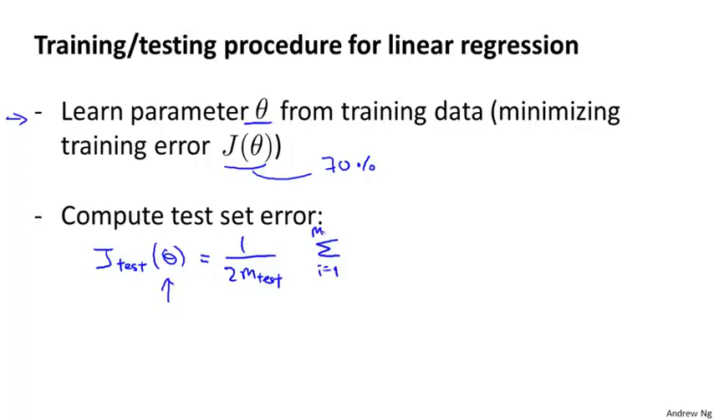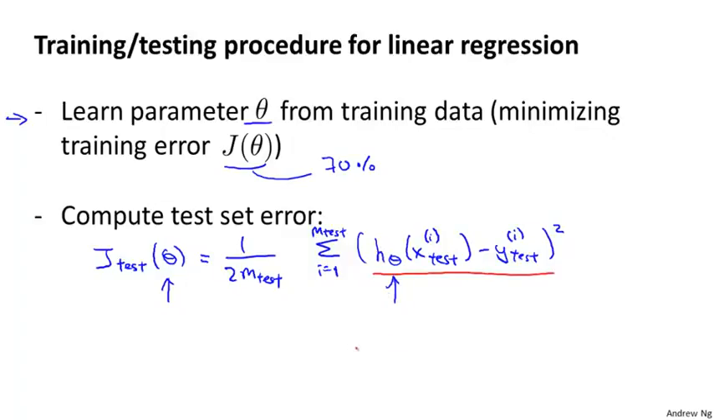So this is basically the average squared error as measured on your test set. It's pretty much what you'd expect. So run every test example through your hypothesis with parameter theta and just measure the squared error that your hypothesis has on your m subscript test examples. And of course, this is the definition of the test set error if we are using linear regression and using this squared error metric. How about if we were doing a classification problem and, say, using logistic regression instead?